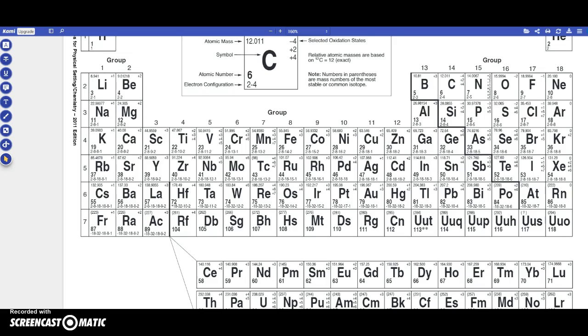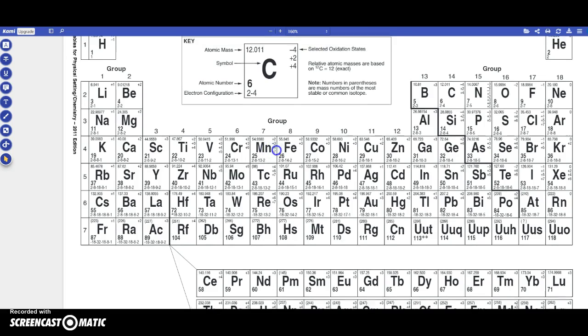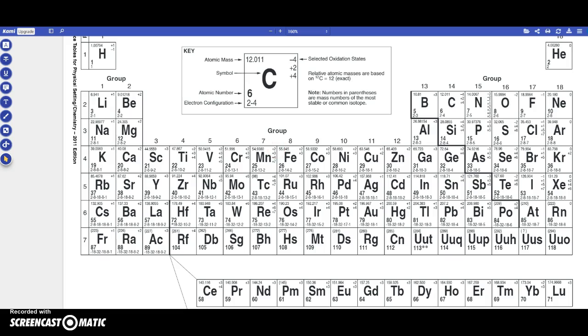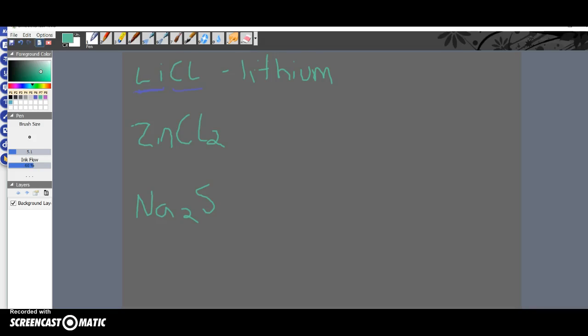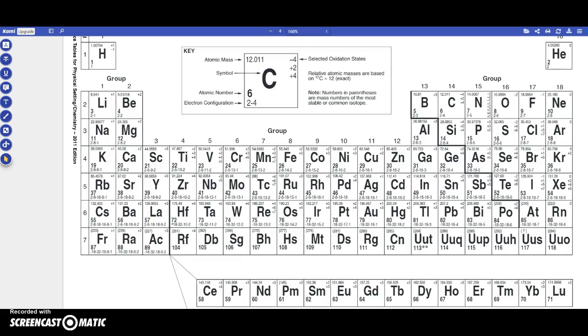It's not like, say, manganese, which has all this list of possible oxidation states. Lithium can only be +1. So we're going to say, yeah, it only has one oxidation state. Then it's asking if the compound is binary. Binary means it's made up of only two elements. And LiCl is just made up of lithium and chlorine. If it were LiClO, that would be a different story. You'd be talking about something with three elements, and then it would not be binary. But yeah, this one's binary.